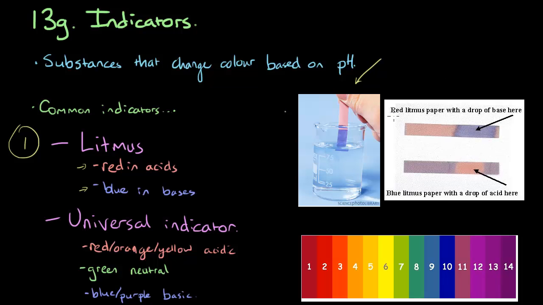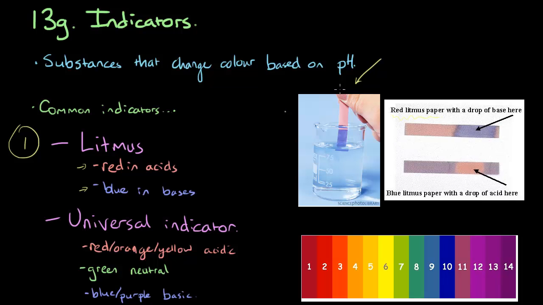If you have red litmus paper and you put a drop of a base on it, then the red litmus paper will turn blue. If you have blue litmus paper and you put a drop of an acid on it, the blue litmus paper will turn red. Note that putting a drop of a neutral solution on either color will not change it.